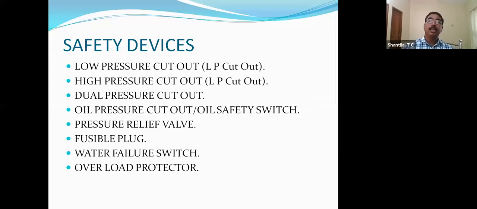See, actually the cutouts, low pressure cutout, high pressure cutout, HP cutout, dual pressure cutout, that is pressure controlling, as well as a safety device also. Now the new safety devices we can go through: pressure relief valve, fusible plug, water failure switch and overload protector, OLP.